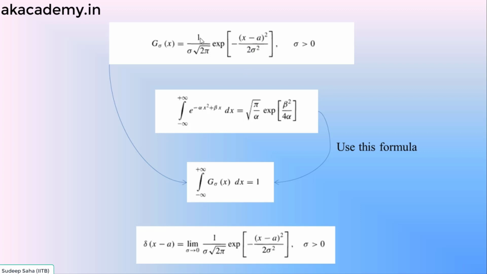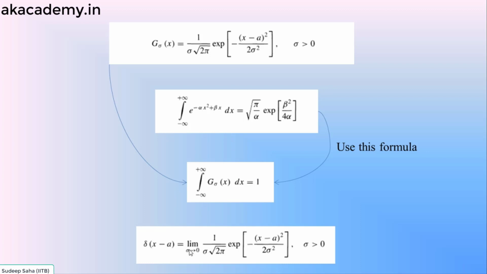If we integrate this from minus infinity to plus infinity, we'll need a formula. This is a standard integral; these are very standard integrals in physics. Minus infinity to plus infinity, e to the power minus alpha x squared plus beta x dx, whose result is root over pi by alpha, exponential beta squared over 4 alpha. If we use this formula here, within just a few steps you can see that this integral is equal to 1. So the area under this curve is equal to 1.